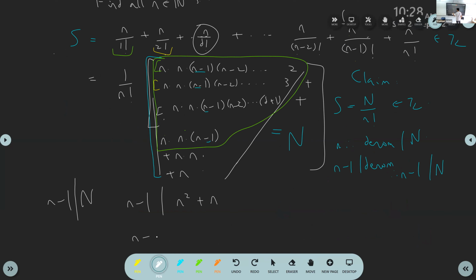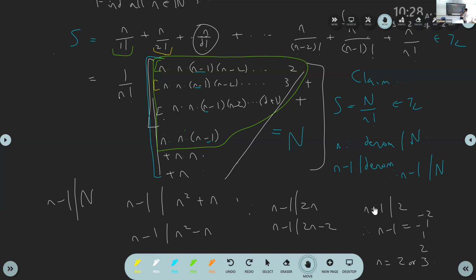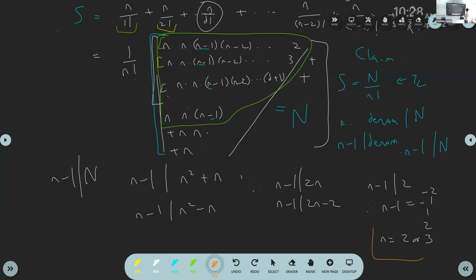So for example, we already know that n minus 1 divides n square minus 1, right? So if I just subtract the 2, I'll get n minus 1 divides 2n. Or n minus 1 divides 2n minus 2. So again, subtracting, I'll get n minus 1 divides 2. So therefore, n minus 1 can be minus 2, minus 1, 1 or 2. So in other words, n itself can be either 2 or 3. Right? So 2 and 3 are the only allowed values. Okay, is that fine?